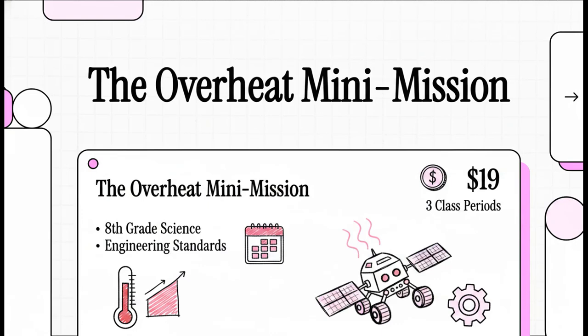Welcome, everyone. Today, we're diving into this explainer of the Overheat. It's a $19 mini mission specifically designed for 8th grade science classrooms, and it takes place over just 3 class periods. If you've ever struggled to make engineering standards feel real and, well, urgent for middle schoolers, you're going to find this lesson structure absolutely fascinating. So, let's walk through exactly how this scenario unfolds.